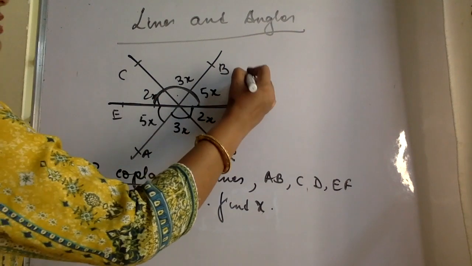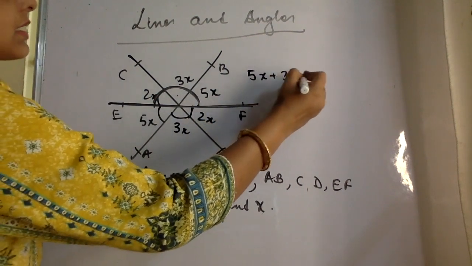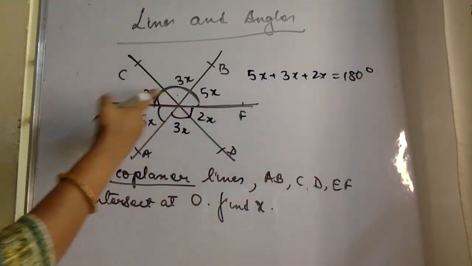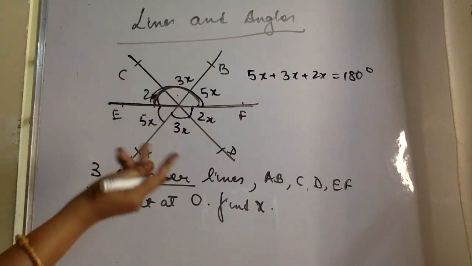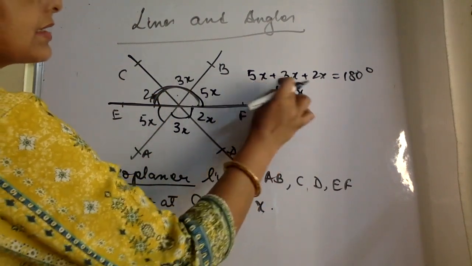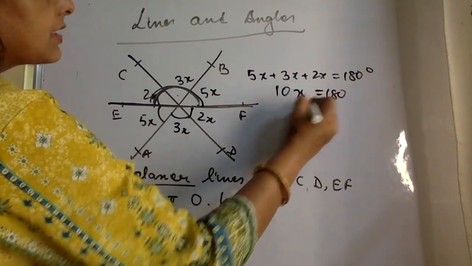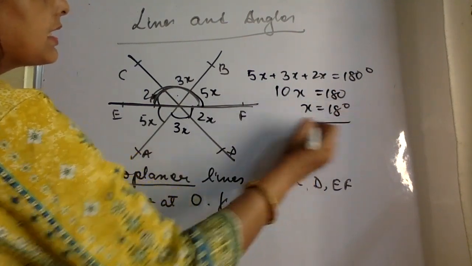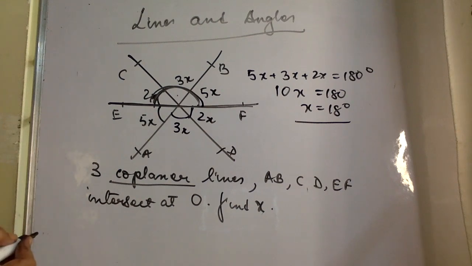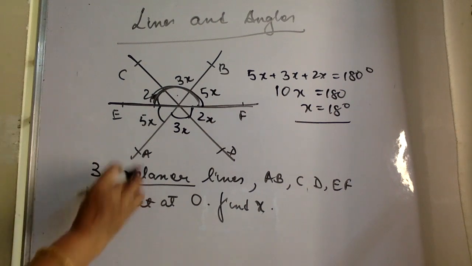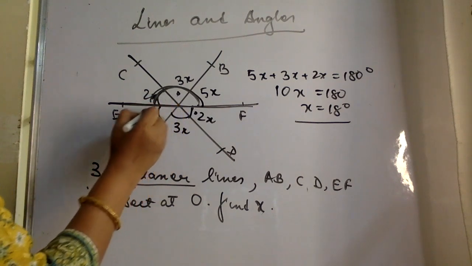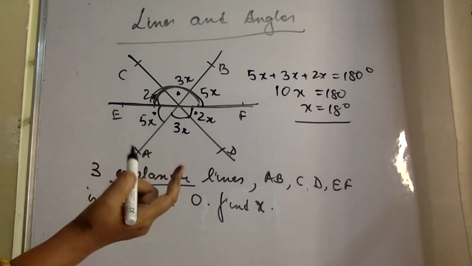So what I do here, 5x plus 3x plus 2x is equal to 180 degrees, because it's a straight line. This much you see is a straight line, angles on the same straight line. That makes 10x equal to 180, x is equal to 18 degrees. Now what do they want? Then we have to find the initial three angles. They had given us these three. So let us find these three angles.